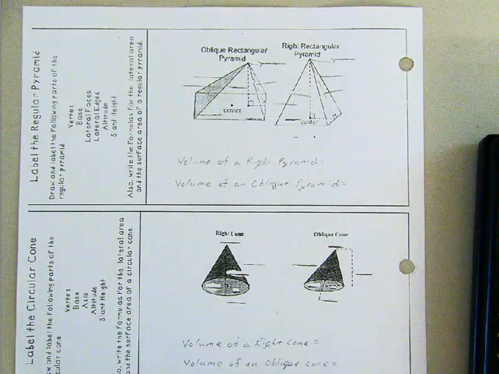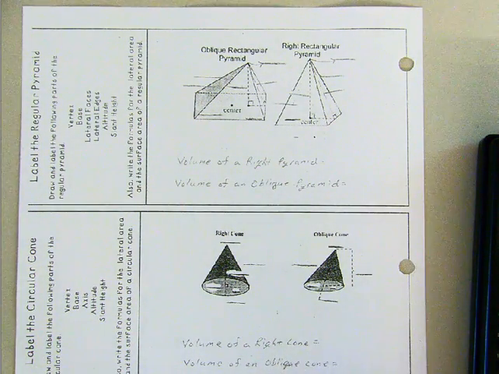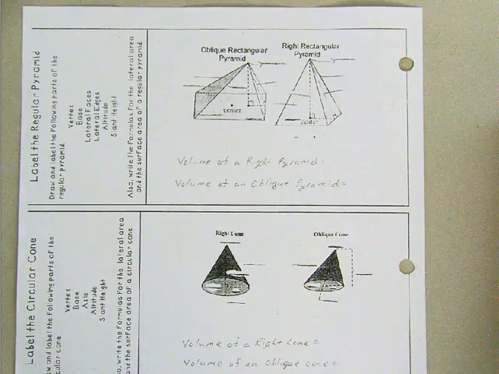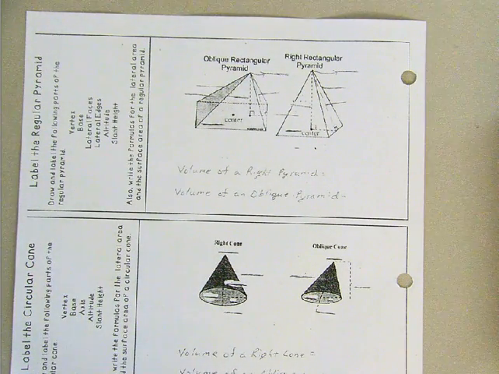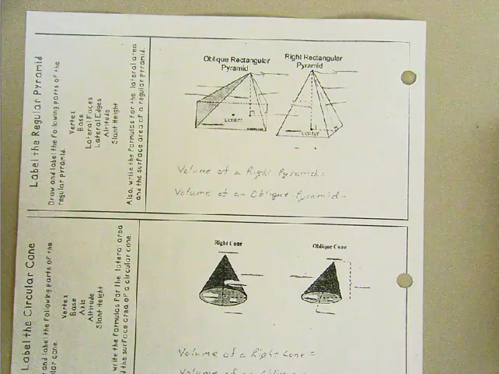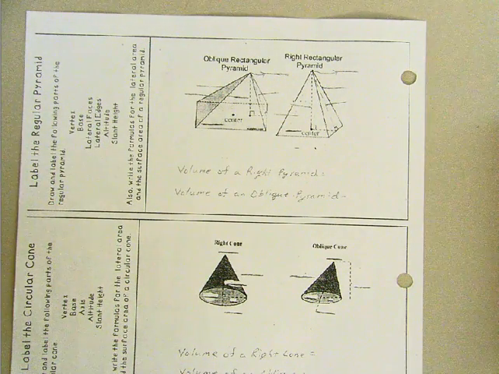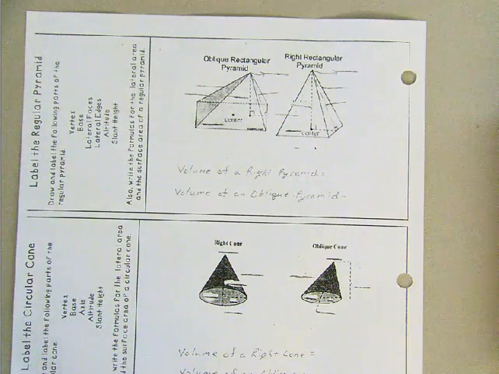Welcome back. So today we're going to be talking about our pyramids and our cones. Same way as we started out with our prisms and our cylinders, we're going to be identifying and labeling some different pieces here, and then we'll move on to some examples.